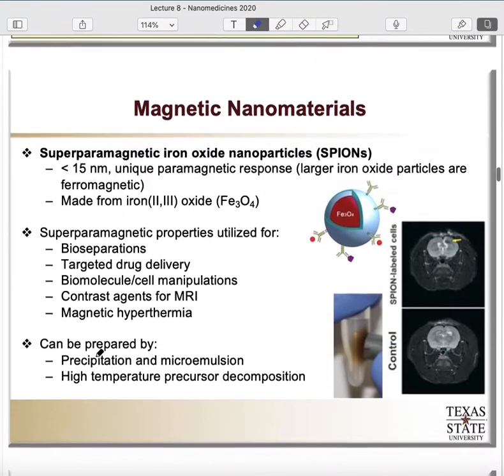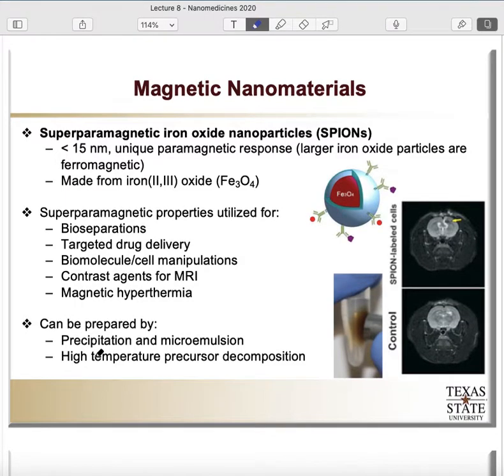All right, another type of nanomaterials that are utilized are magnetic nanomaterials. Among those, superparamagnetic iron oxide nanoparticles, also known as SPIONs, are among the most widely used. These are less than 15 nanometers in size, and they have unique paramagnetic properties, while the larger iron oxide particles that you might be familiar with are ferromagnetic.